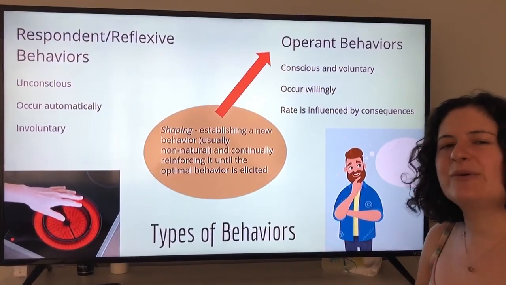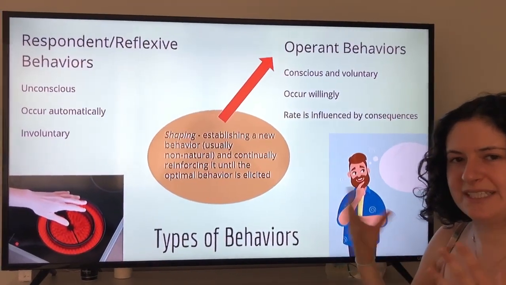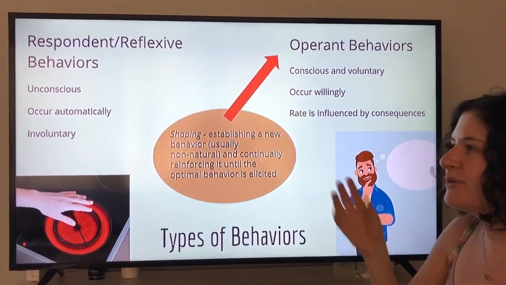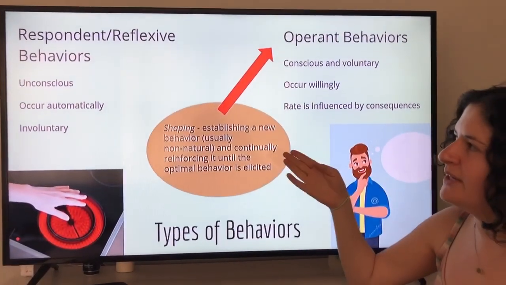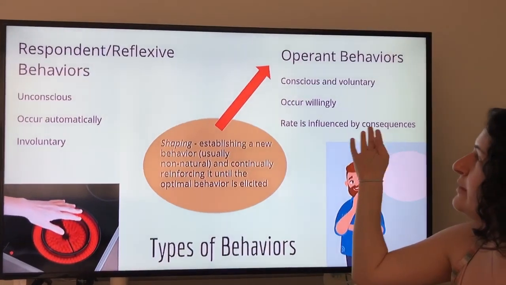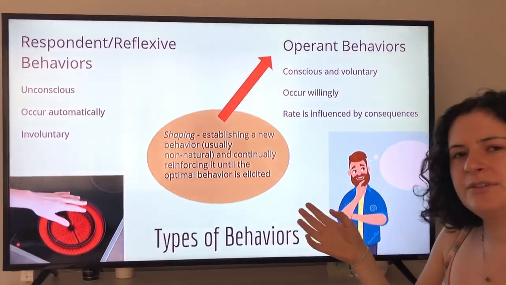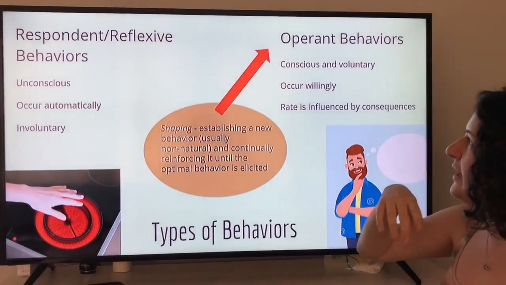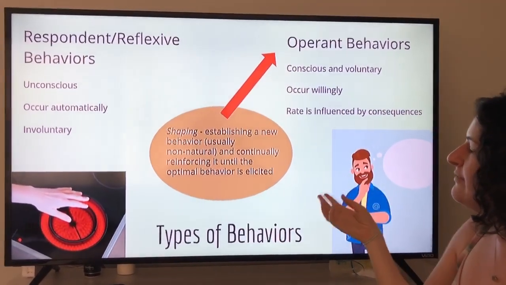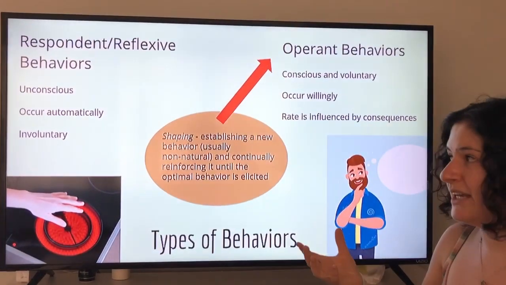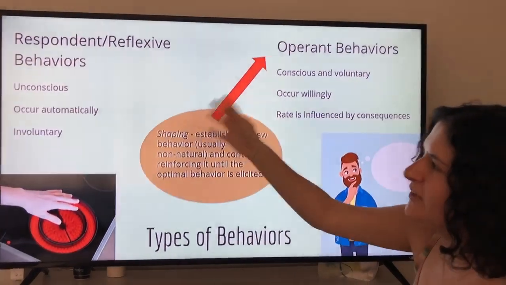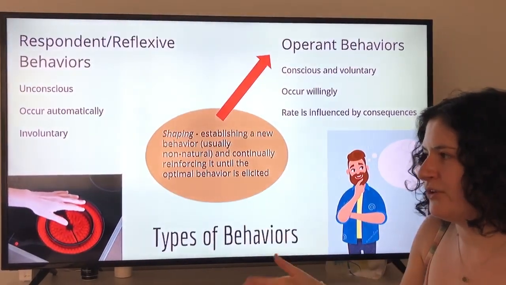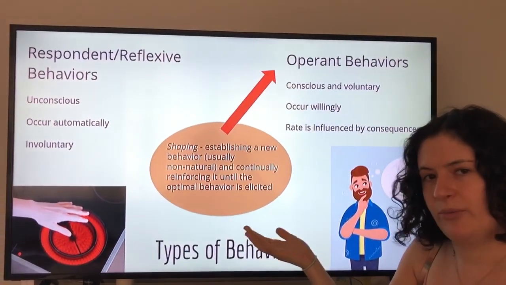So before we can go into the ins and outs of operant conditioning, we need to understand different types of behaviors. So we're going to be looking at two types, respondent reflexive behaviors and operant behaviors. The term operant behaviors was developed by Skinner, who we'll learn about in a minute, and these are conscious and voluntary behaviors that occur willingly versus respondent or reflexive behaviors that are unconscious, they occur automatically, and they're involuntary. They just happen when they happen.